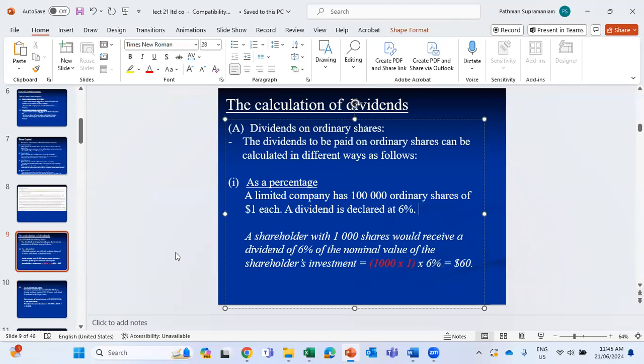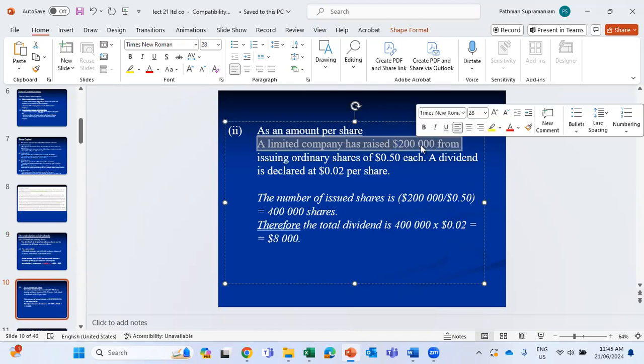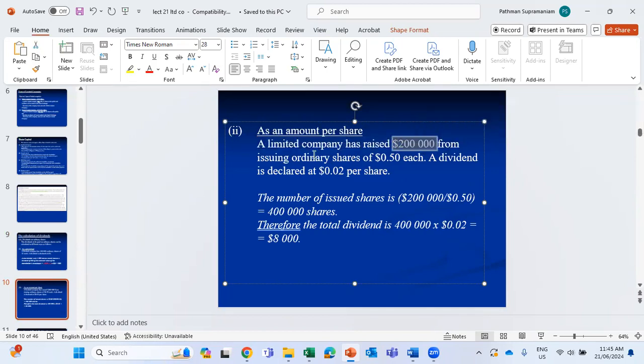All right. Now, if the instruction is to calculate dividend as an amount per share, then the question needs to tell you how much is the dividend for each share. You just multiply by number of shares only. So here's an example. A limited company has raised 200,000. That means they got money 200,000 by issuing ordinary shares of 50 cents.